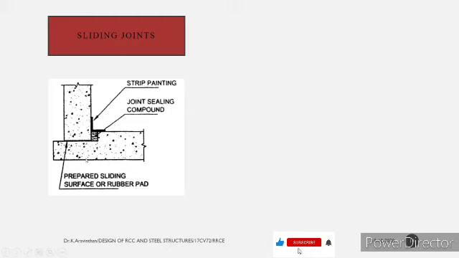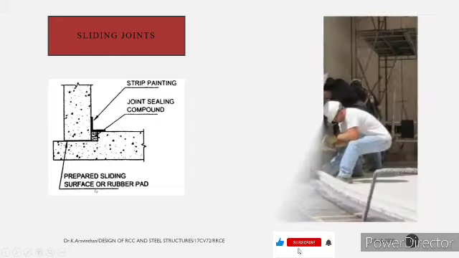If a designer is providing a hinged joint, what will happen? These two members will not be connected and will be cast separately, and the joint will be filled using a joint sealing compound, and there will be a strip painting in order to retain the water.